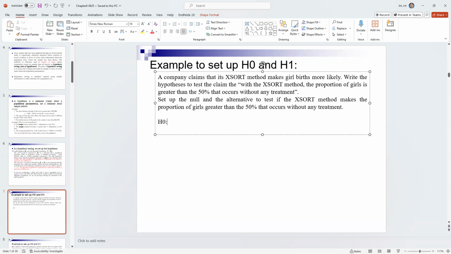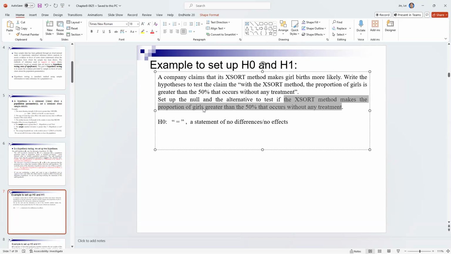So what is the null hypothesis? The first thing is that we always have an equal sign. And this is always a statement of no difference, no effects. I'm going to show you why they are equivalent. First, what are we going to test? We are going to test whether the XOR method makes the proportion of girl births greater than the 50% that occurs without any treatment, right?